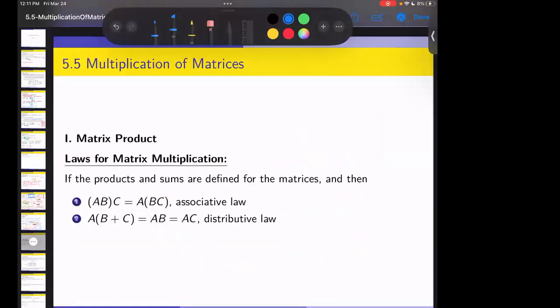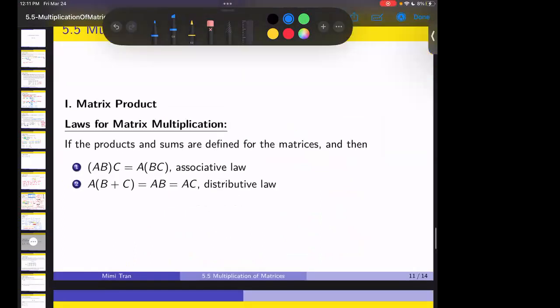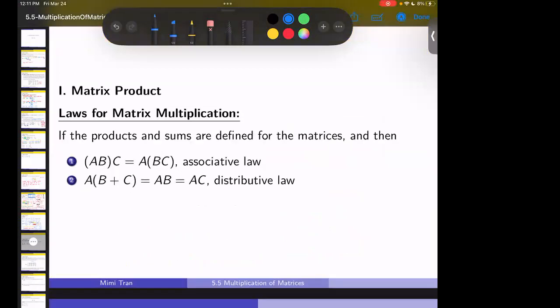All right. Matrix products. Rule for matrix products. Associative law: if I multiply A and B first and then multiply C, it is the same thing as multiplying B with C first and then multiplying with A. Right? Make sure you put in the same order though. What you cannot do is this.